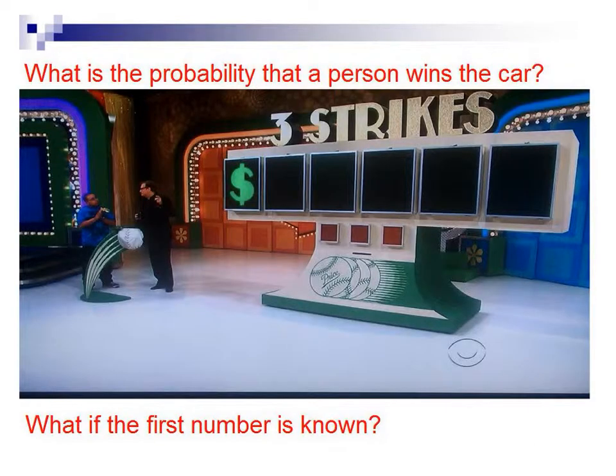All right, last one here, and this is from The Price is Right. If you ever watch The Price is Right, they do this thing where they have the price of the car there, and you have to guess what the price of the car is, and if you guess it, then you win it. So let's look at this. What is the probability that a person wins the car, with no help whatsoever?